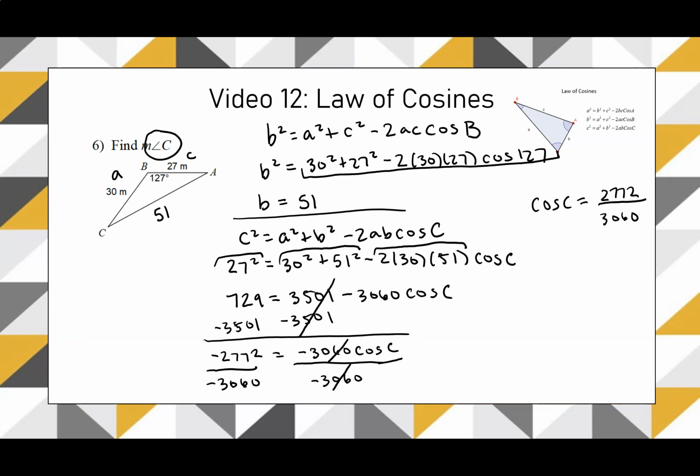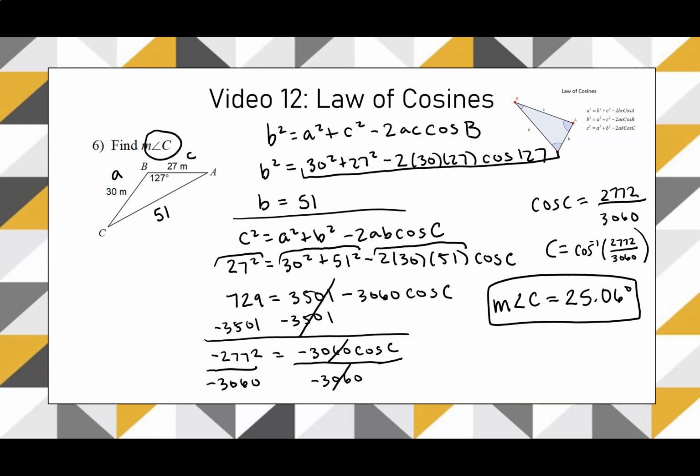And now I'm trying to find an angle, right? So I need to take cosine inverse of both sides. So that would just leave me with angle C is equal to cosine inverse of 2772 divided by 3060. Putting that in my calculator, I get the measure of angle C is roughly 25.06 degrees. And let's just make sure that makes sense. 25.06 for angle C. Sure, that definitely makes sense.